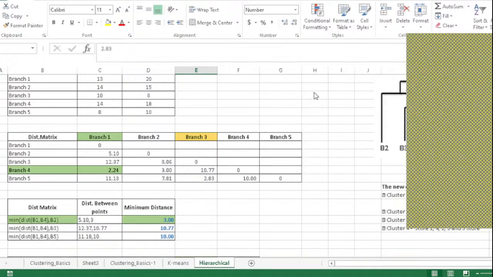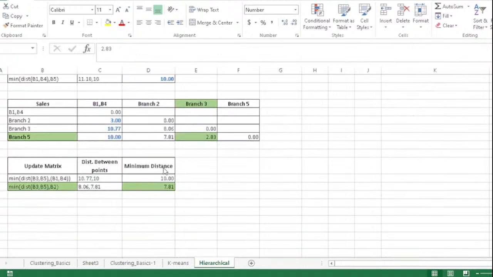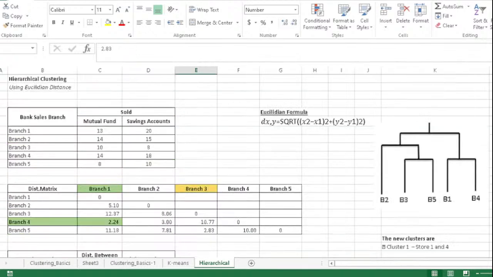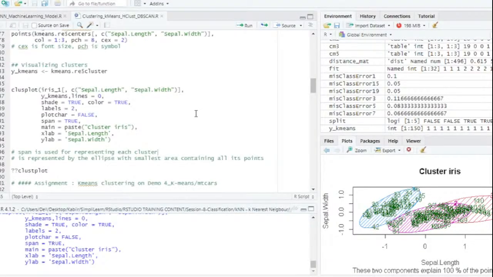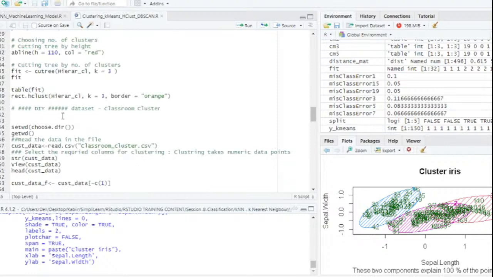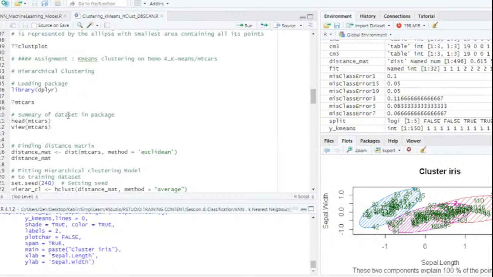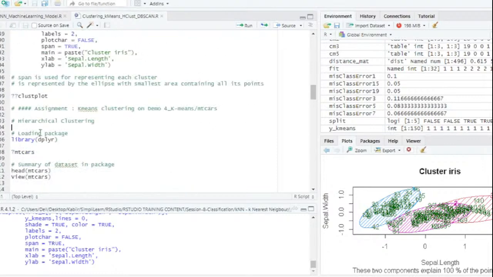So that's what we do in hierarchical clustering. You don't have to, of course, do this. This is done at the back end only. And now what we'll do is we'll go to R and start with hierarchical clustering. I have K means, yeah, hierarchical clustering here.